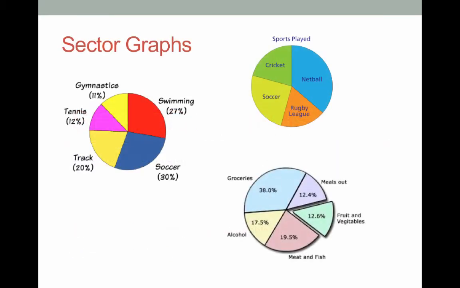Sector graphs are circle graphs. You may have heard them referred to as pie graphs. Major features are they start off with a circle, and then each part of the circle, or each sector of the circle, represents an amount.